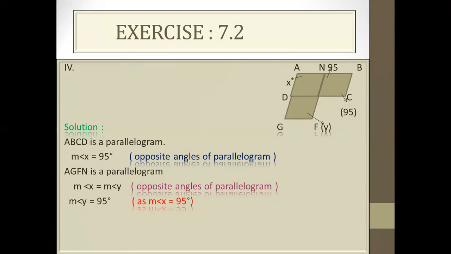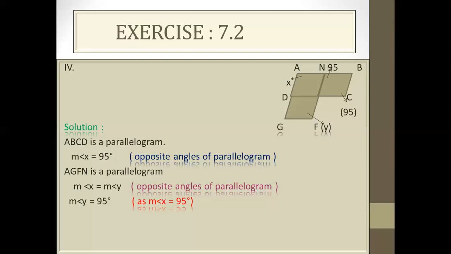So first we take the parallelogram ABCD. This is a parallelogram, and according to the definition of the parallelogram, AB is parallel to DC, AD is parallel to BC, and the opposite angles of the parallelogram, angle A, angle C, angle B, and angle D.